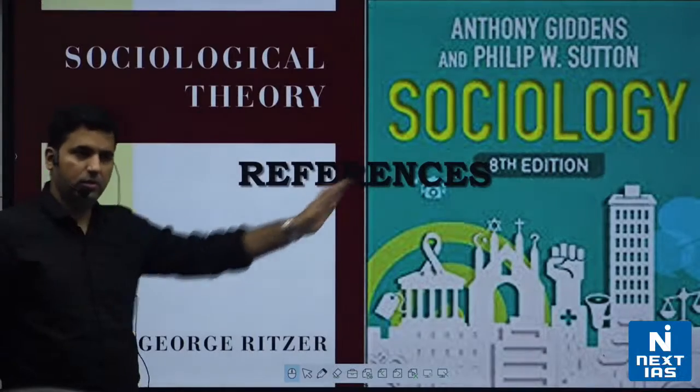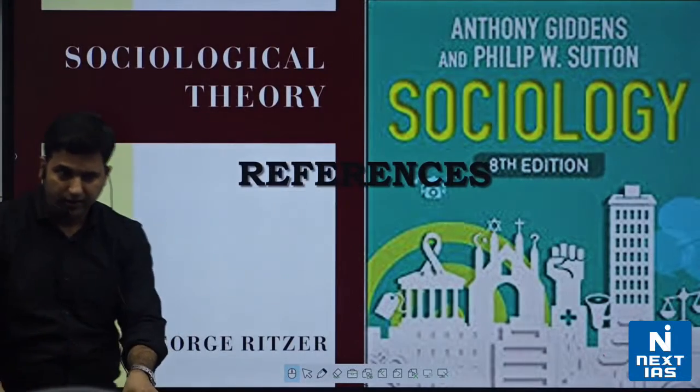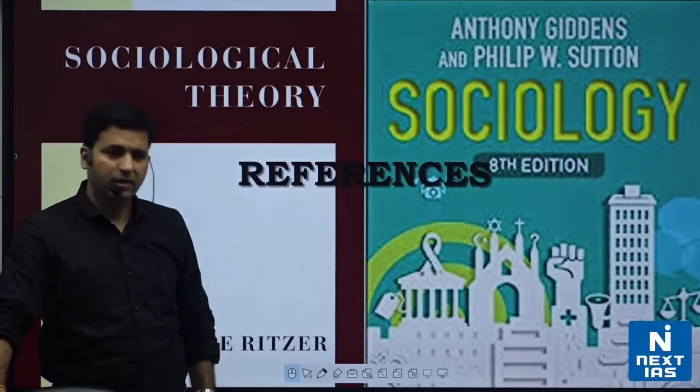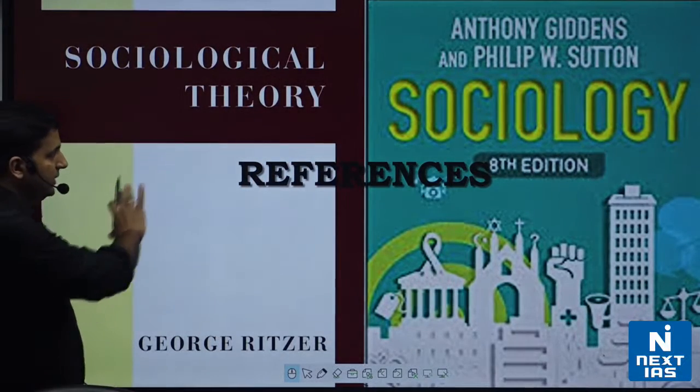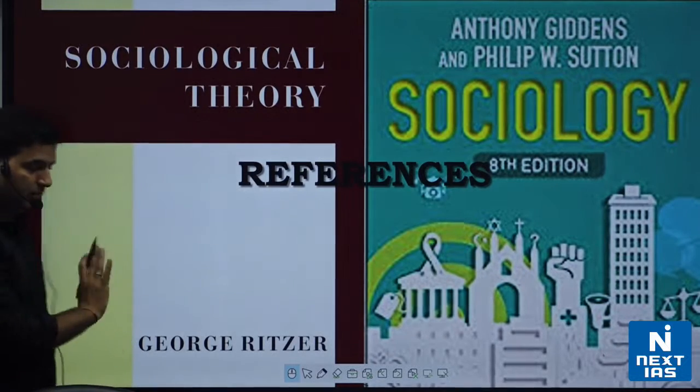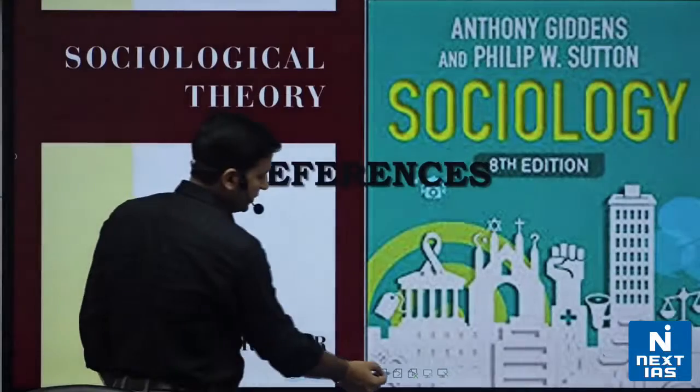If you are not taking this, then there is a choice, you can purchase Anthony Giddens. But Anthony Giddens is more condensed and the language is very tough. So I would advise, if someone has asked me, that Sociological Theory by George Ritzer is a better one. This is what you have to start with.